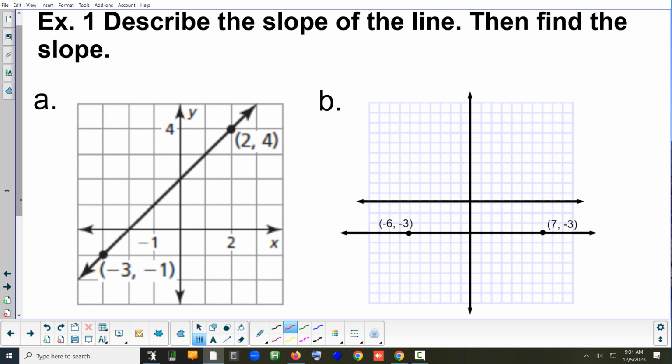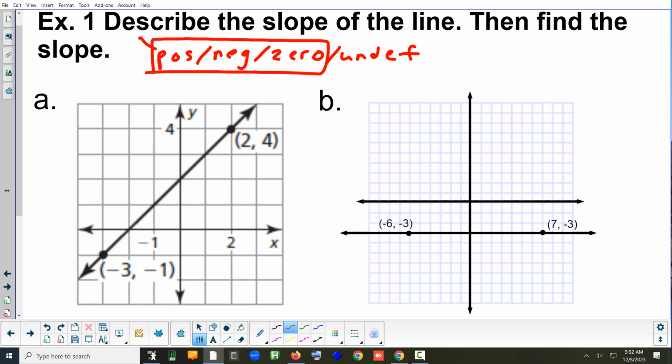Okay, so this one says describe the slope of the line and then find the slope. When you're describing the slope, I'm looking for you to use the word positive, negative, 0, or undefined. And then if it's one of these three, tell me the actual number. Okay, all right, it's a positive slope. What is the number? 2/3, 3/5? What is the slope?